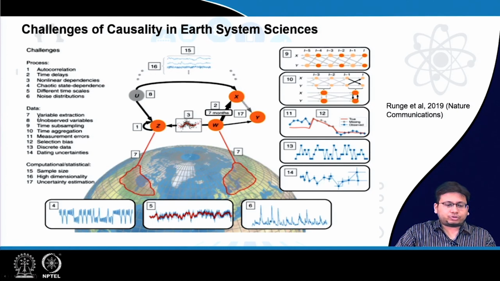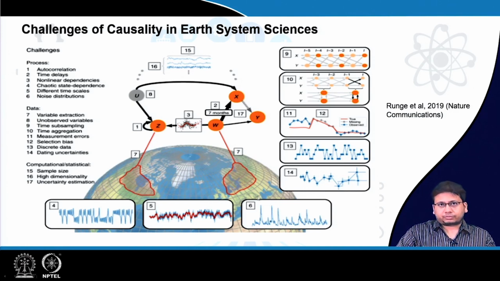Apart from that, there are also some challenges which arise out of the data. Say for example, there might be unobserved variables, so these are basically the confounders which we talked about. So, remember the example of shark attacks and ice cream sales. In that case, there was an unobserved variable, the temperature.